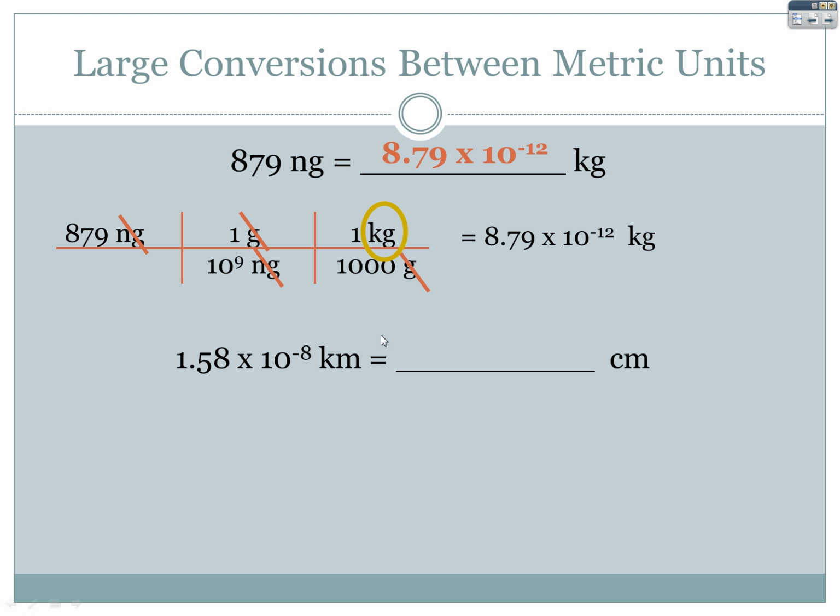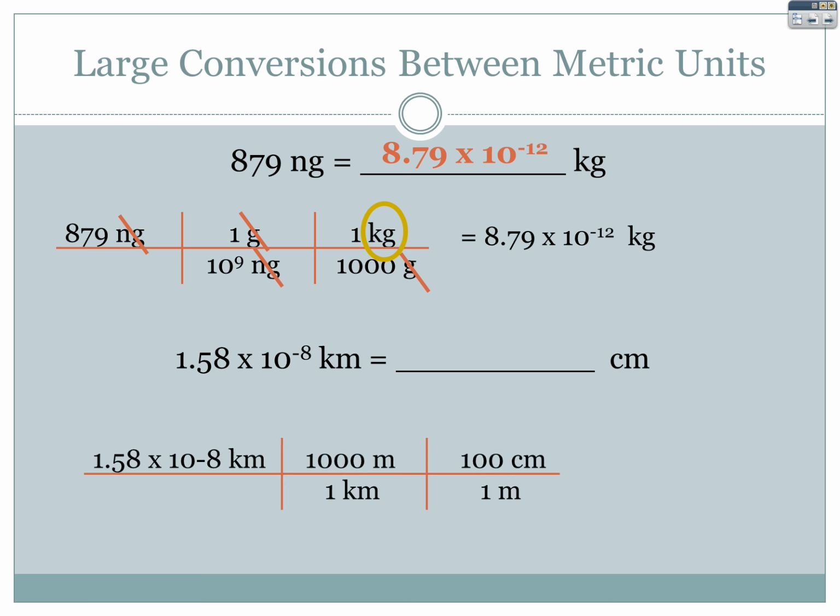So we're going from a large to a small. We have 1.58 times 10 to the negative 8 kilometers into centimeters. I'm going to go from 1.58 times 10 to the negative 8 kilometers, convert those to meters, my base unit. There are 1,000 meters in 1 kilometer, and then convert that base unit into centimeters. And there are 100 centimeters in 1 meter. My kilometers cancel out, and my meters cancel out, leaving me with centimeters.